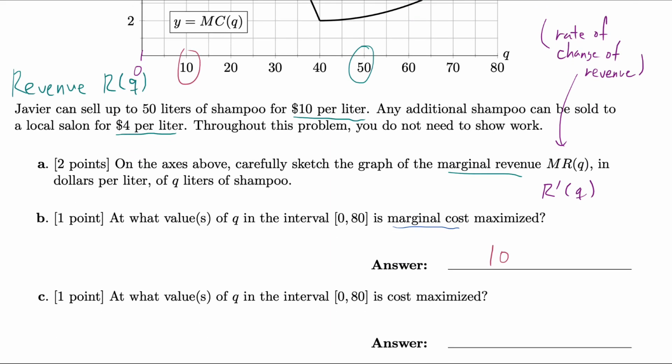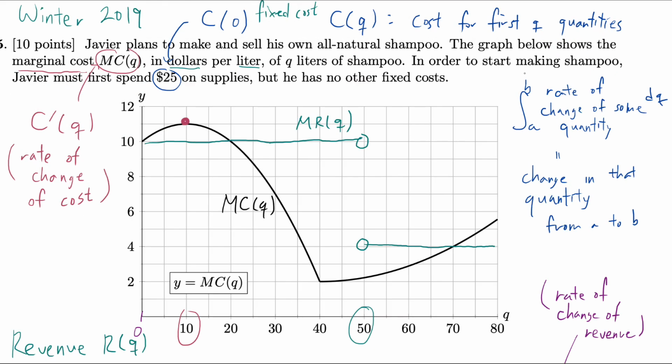Moving on to the next part, let's see at what value of Q in the interval is cost maximized? So this is a very different question. And here the nice thing to remember is this version of the fundamental theorem of calculus, which says when I try integrating from A to B the rate of change of some quantity here, then we get the change in that quantity from A to B. This is really the fundamental theorem in disguise, because when I take a definite integral from A to B, I get the change in the antiderivative of this from A to B.